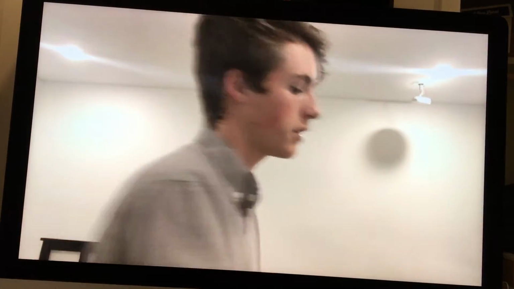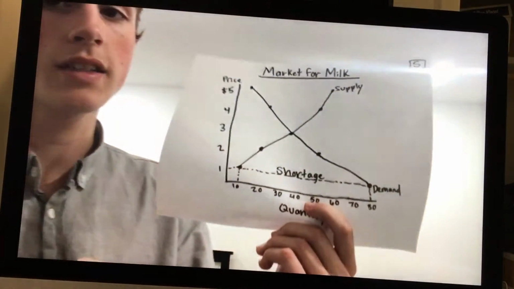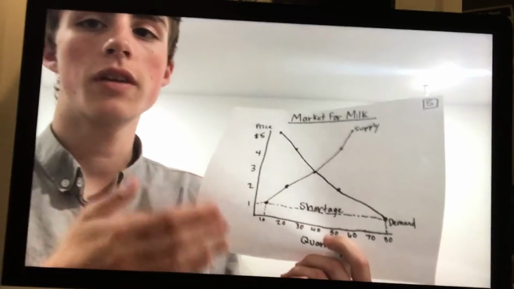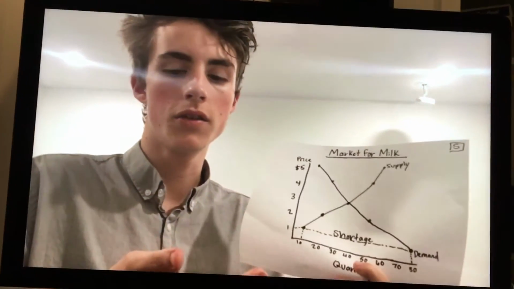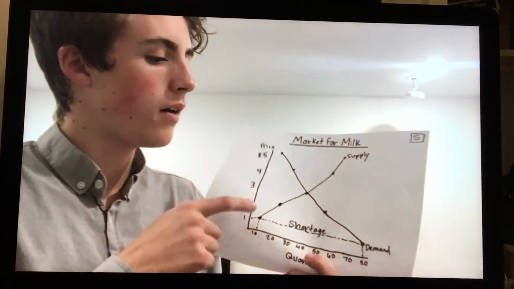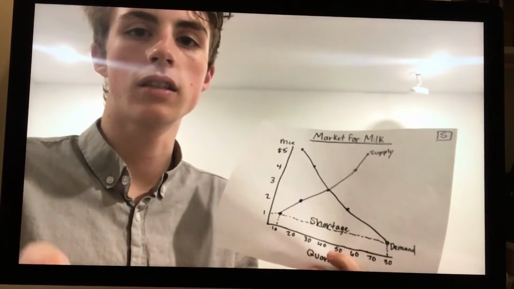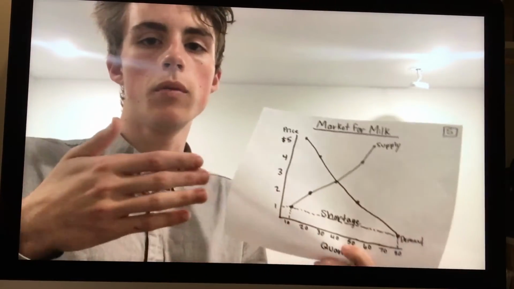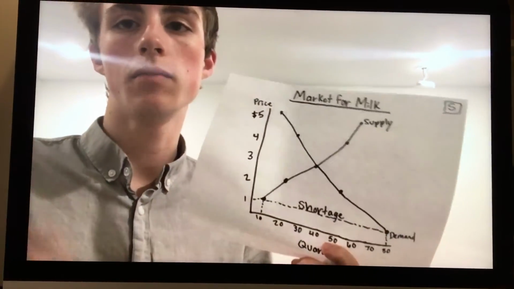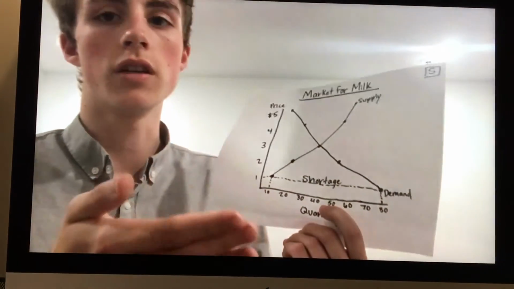Conversely, there are sometimes shortages of milk. So when the price of milk is, say, $1, the supply of milk is extremely low because suppliers don't want to sell milk for $1 because they won't make any profit. However, the demand for a $1 gallon of milk is extremely high because people will be able to afford more gallons of milk and will therefore buy more gallons of milk. So this whole area right here is a shortage of milk.